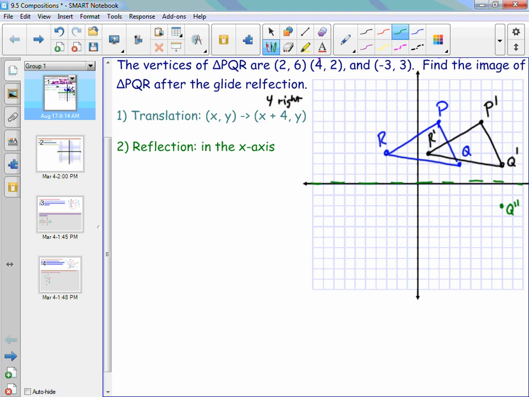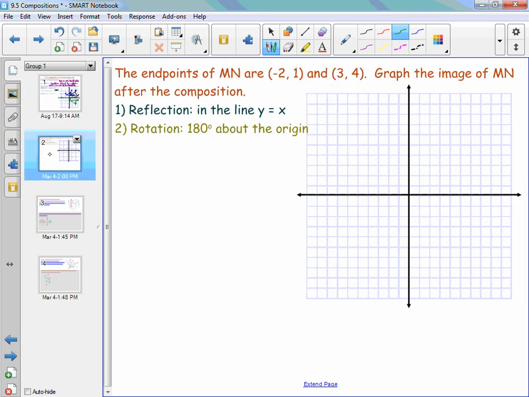And now since we've transformed Q twice, it'll be Q double prime. P double prime. And R double prime. And we now have Q double prime, P double prime, R double prime as a triangle. That is your resulting image. For your homework and on your quiz, you will need to show all 3 triangles.